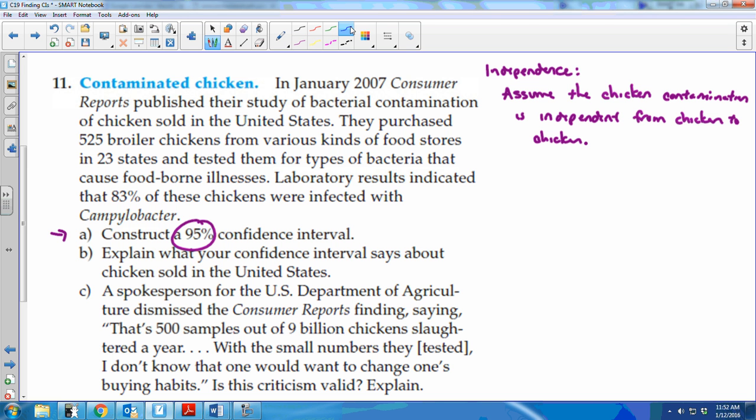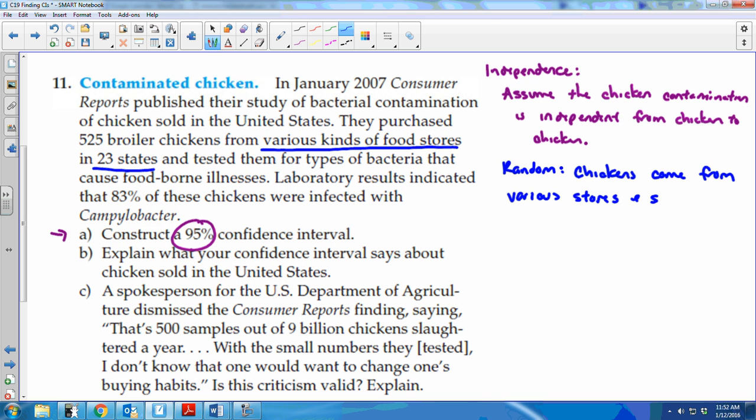All right, so we do need to check the randomization condition. So random. Does it say in this question anywhere that it's a random sample? No. But it tells you that they got the chickens from various kinds of food stores in 23 states. So we would say the chickens come from various stores and states. So this is a good representation of chicken. They're not all from the same store. They're not all from Kentucky. They're from a variety of places. So that's a good representation of chickens.